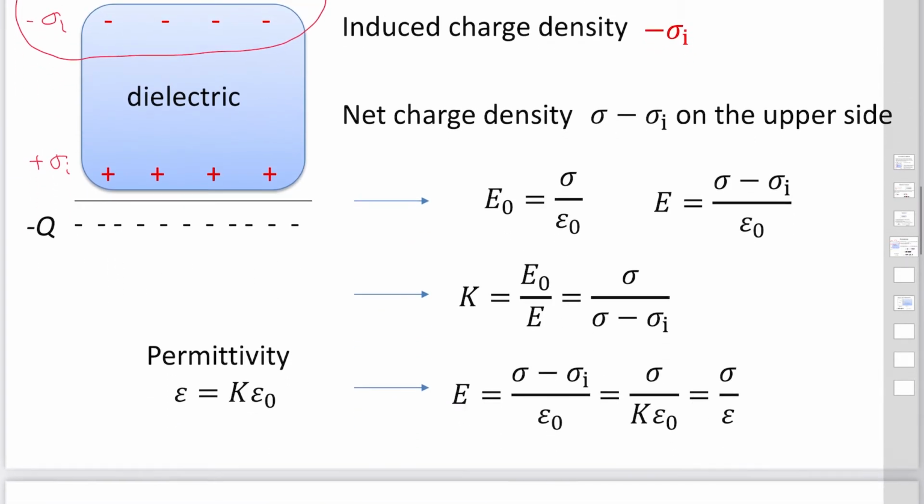The electric field without a dielectric is expressed as sigma over epsilon 0. By introducing the dielectric, the electric field changes to sigma minus sigma sub i over epsilon 0. So from these two equations, you can write down the dielectric constant. K equals E sub 0 over E. Then substitute here and here. It becomes sigma over sigma minus sigma sub i.